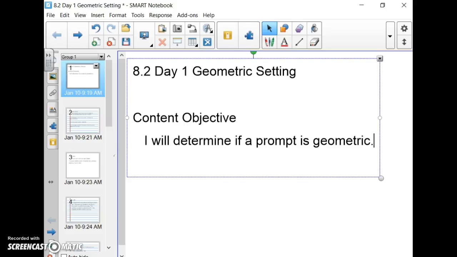Okay guys, so today we're going to be starting 8.2. So 8.2 is kind of like binomial, but there's slightly different rules. There's only really one difference, and let's go ahead and get into that.